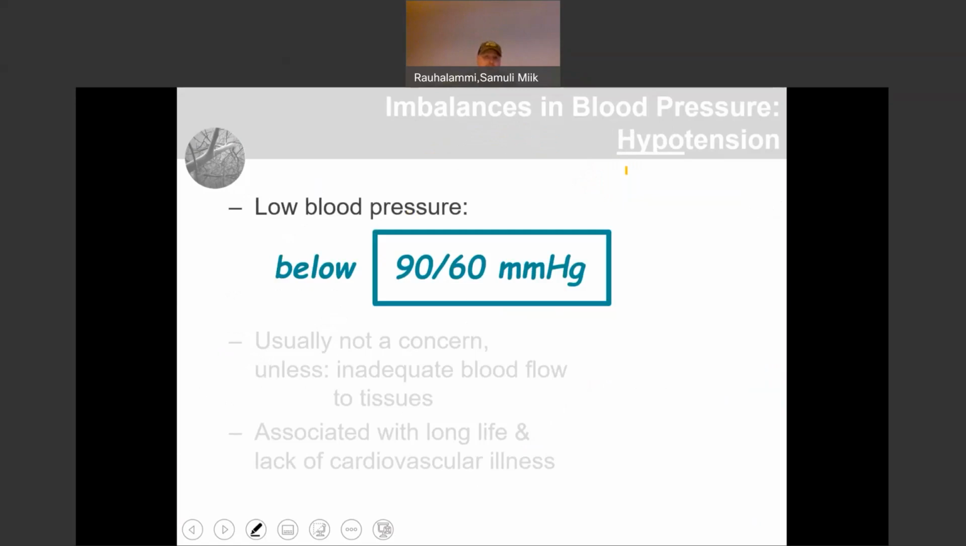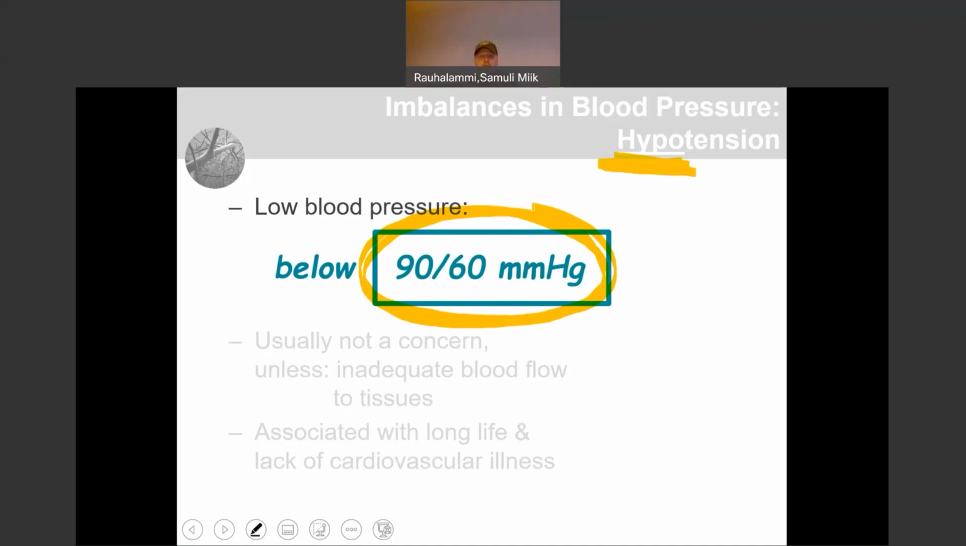Now, I want to move on and look at an opposite situation where we have hypotension. In hypotension, we have low blood pressure. So the numbers that I picked here is 90/60 or less. Usually this is not as much of an issue as we had with hypertension, as long as the adequate blood supply to the tissues is still maintained. This might not be as concerned.